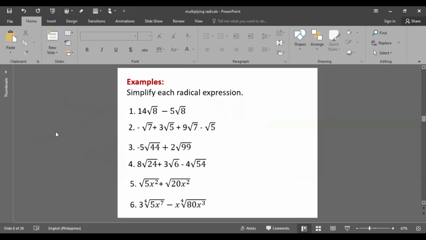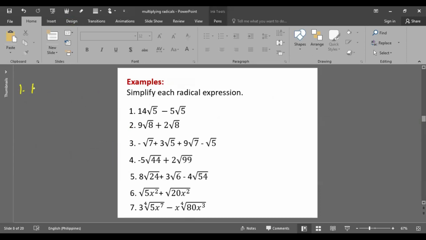So let's have these examples. Number 1, 14 the square root of 5 minus 5 the square root of 5. So perform the operation. We subtract 14 and 5, we get 9 the square root of 5. As simple as that. Let's try number 2.